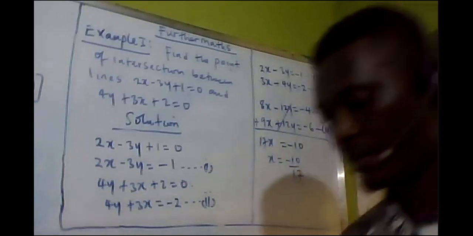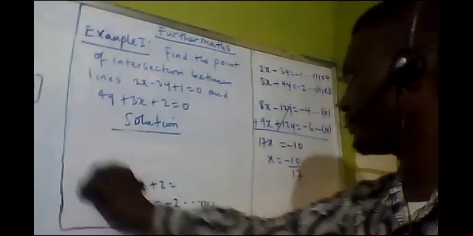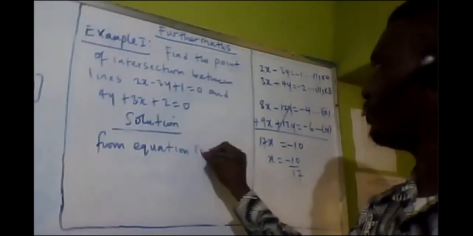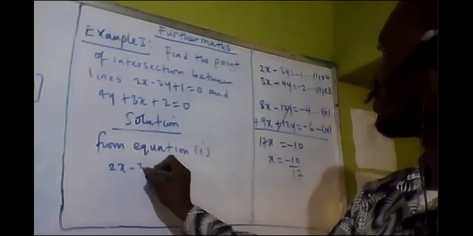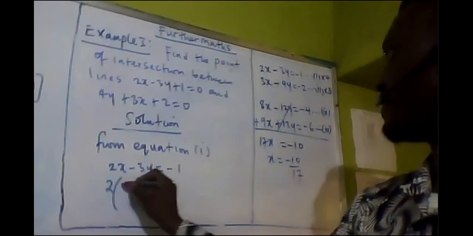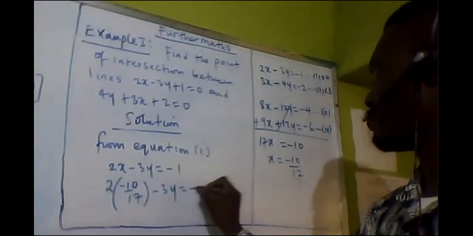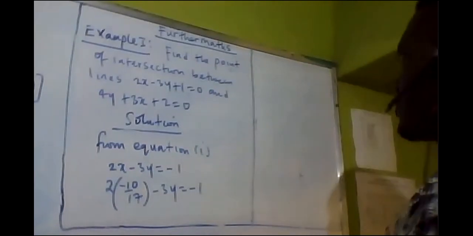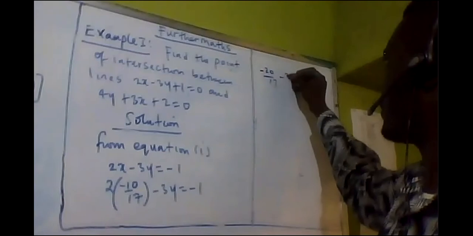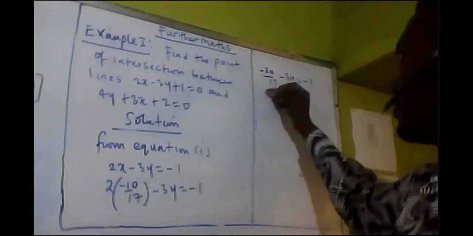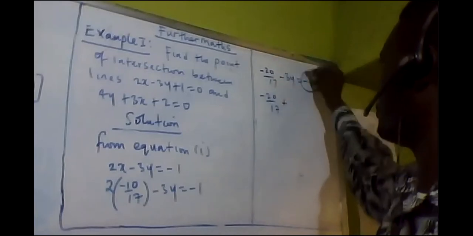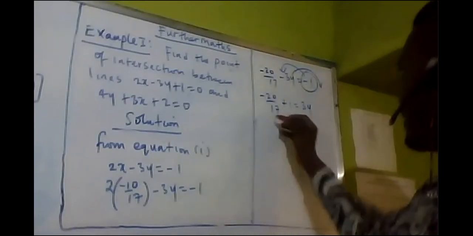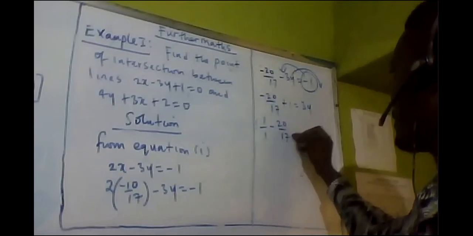So that's the first coordinate. Then the next thing is you look for your y. From equation 1, which is 2x minus 3y equal to minus 1, 2 into our x, minus 10 over 17, minus 3y equal to minus 1. So this becomes minus 20 over 17 minus 3y equal to minus 1. Collecting like terms, moving the 3y over, that's the same thing as saying 1 minus 20 over 17 is equal to 3y.